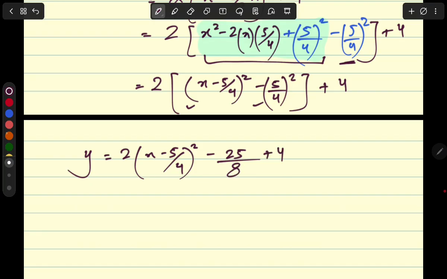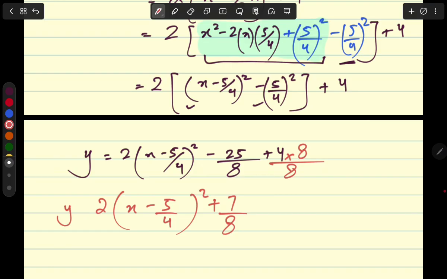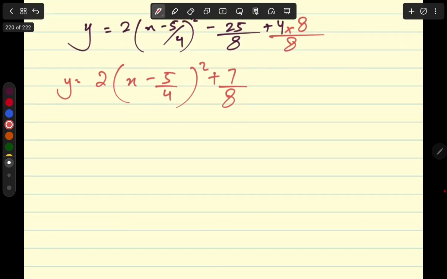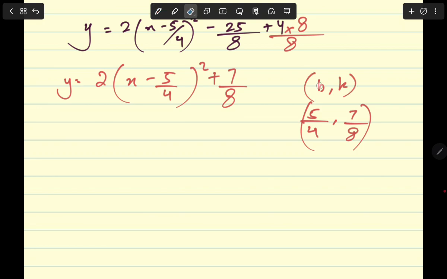And now in order to take the LCM and to get a single quantity, I do this. So 32 minus 25 is just plus 7 upon 8, and this is 2 times (x minus 5 upon 4) whole square, and this is equal to y in a completed square form. So you can see that the minimum point is going to occur where the bracket is 0. So the bracket is going to be 0 at x equal to 5 upon 4. And when x takes this value, the y value that you are going to get is just 7 upon 8. So we also give it a notation h comma k.